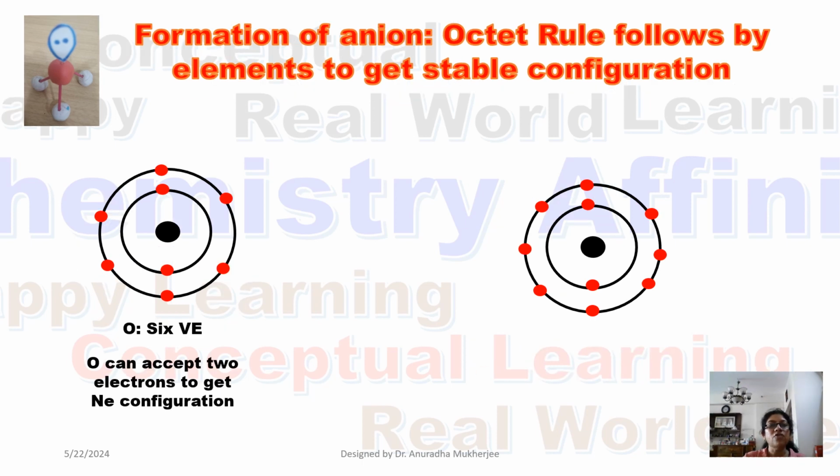Next example is the formation of an anion. Oxygen has 6 valence electrons. If oxygen accepts 2 electrons, it will be O2 minus, oxide, and it is a very stable electronic configuration. So that's why oxygen has a tendency to form oxide by accepting 2 electrons so that it can get 8 valence electrons. So it is following the octet rule.